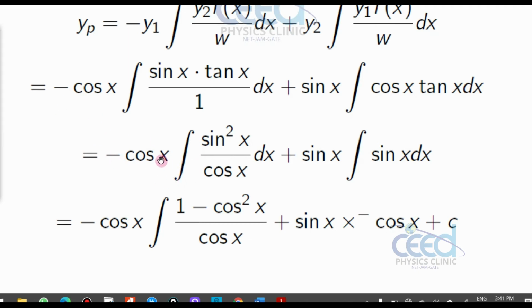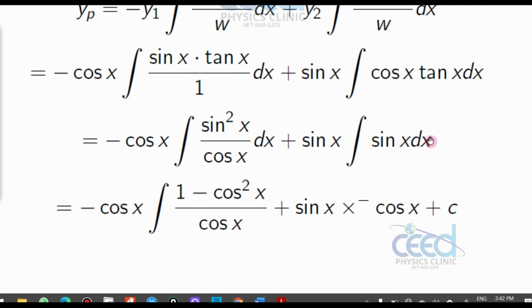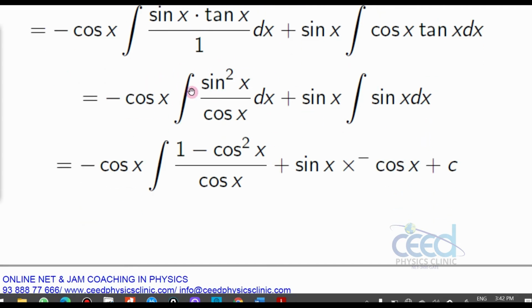Now we come to the integration process, that is minus cos x into this sin x, this tan x. Tan x I can write as sin x by cos x. So sin square x by cos x dx plus sin x into cos x into tan x, that is sin x by cos x, cos x cancels. So sin x dx, right? So here to integrate this, I can write this as 1 minus cos square x. Okay, so minus cos x into this sin square x I am replacing with 1 minus cos square x by cos x, plus here I have sin x, and sin x on integration is minus cos x plus c.